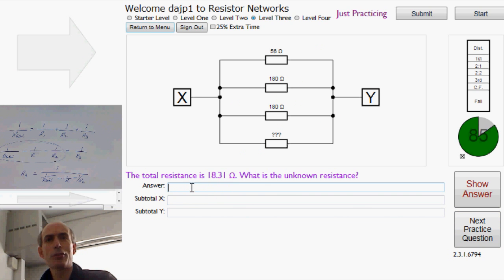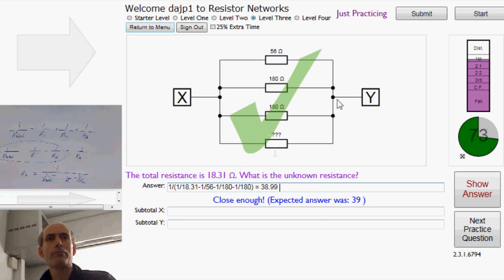This is just an extension of the thing we've done before. You could work out the formula using the same type of technique. The answer 18.31 minus 1 over, in this case 56, minus 1 over 180, minus 1 over 180 again, should give us the answer. Fine.